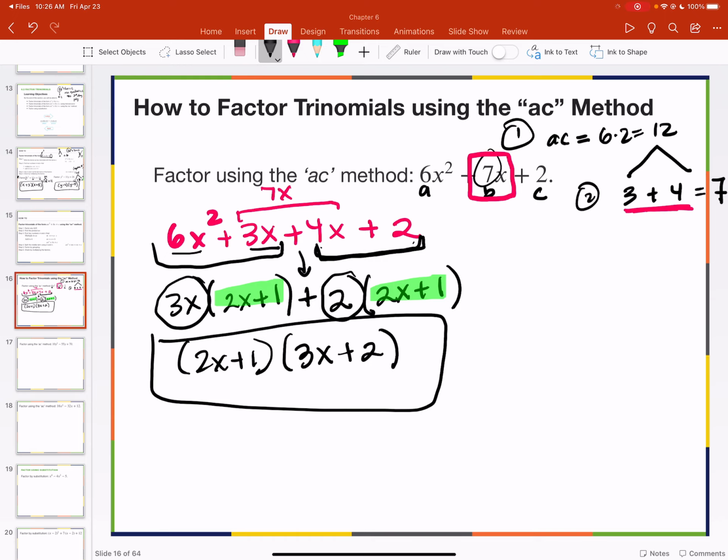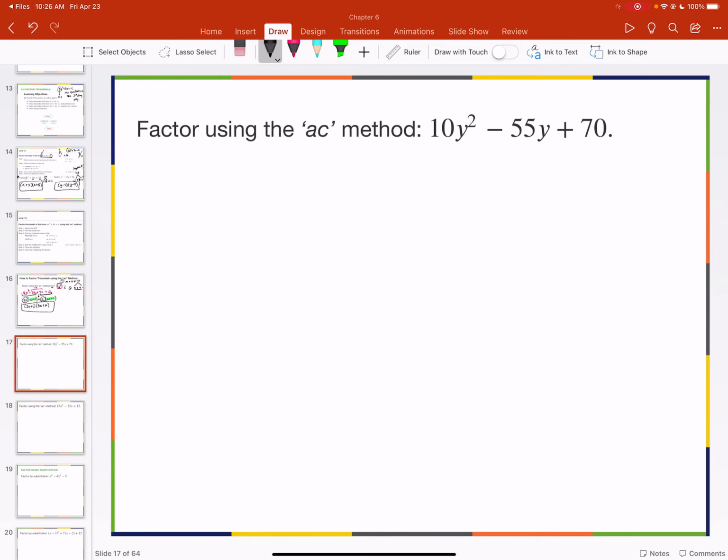Okay, let's do another one for funsies, because we know we have fun doing math. First of all, here you can notice something, right? There's a GCF that divides into all three of these terms. Can you tell me what it is? Even if I can't hear you? Okay, if you said 5, then you're right. So 5, I can factor out. That leaves me with 2y squared minus 11y plus, and then 5 goes into 70 14 times.